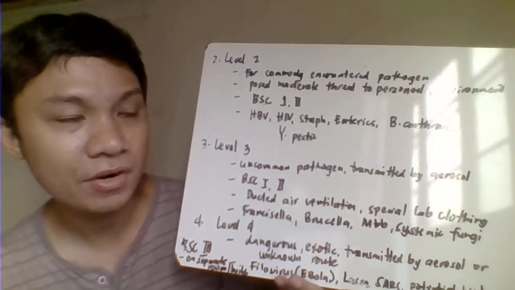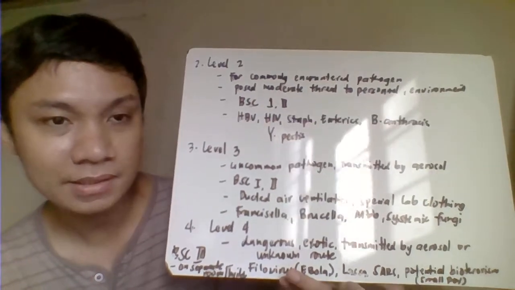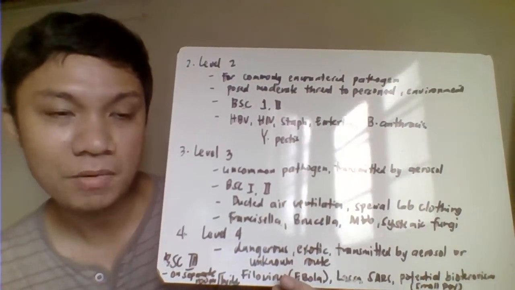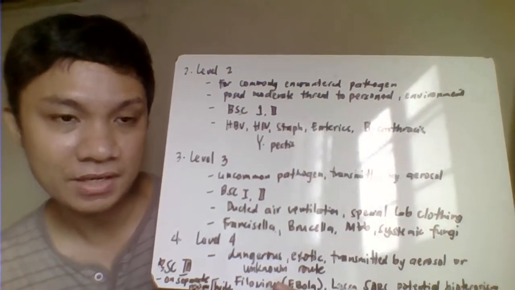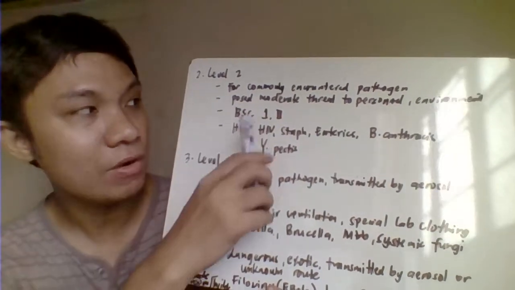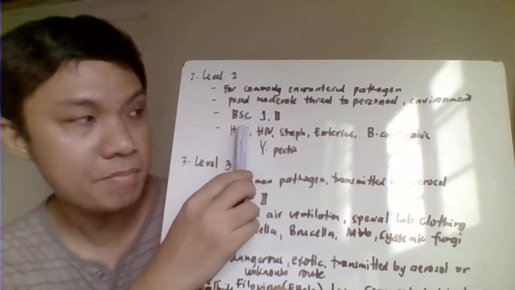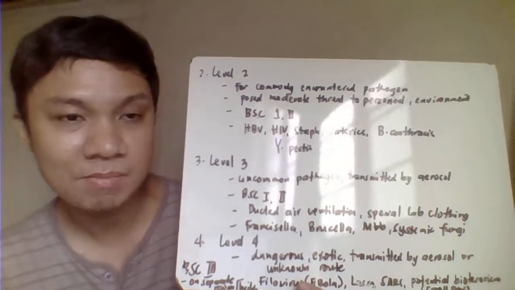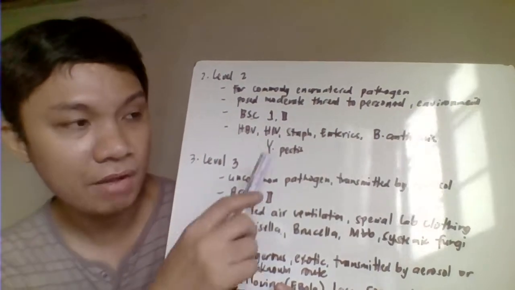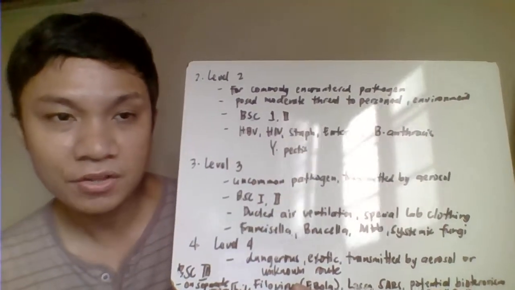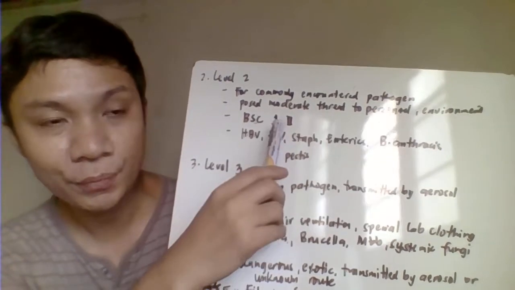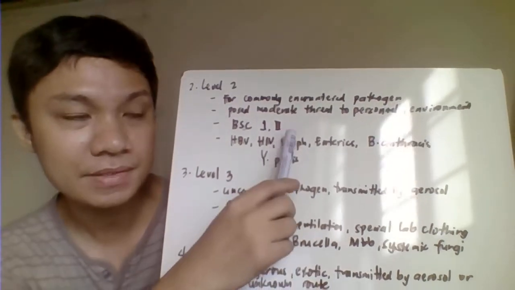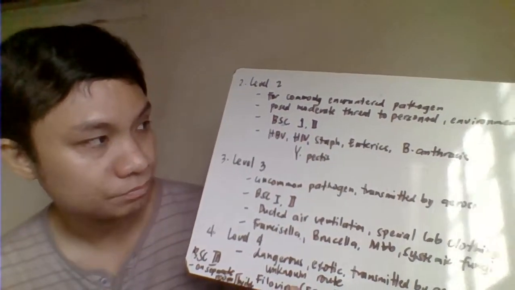Another one, biosafety level 2, is characterized by pathogens which are commonly encountered or usually cause infection. This includes Staphylococcus, hepatitis B virus, HIV, enterics, gram-negative bacilli, Yersinia pestis, and Bacillus anthracis. So you work here under biosafety level 1 and biological safety cabinet level 2.